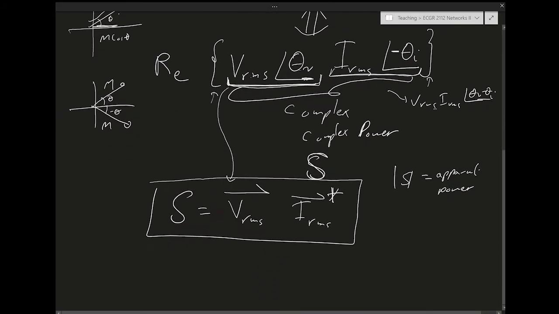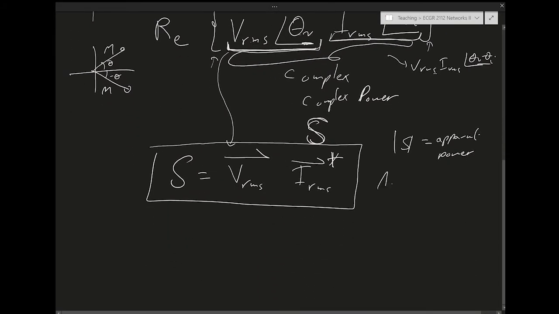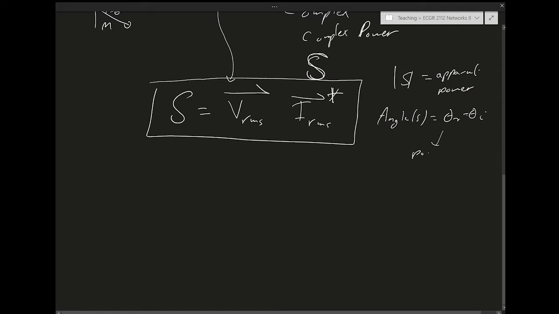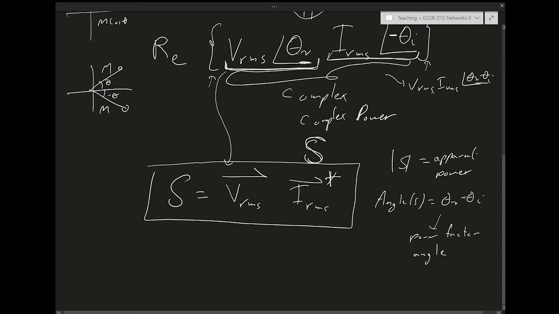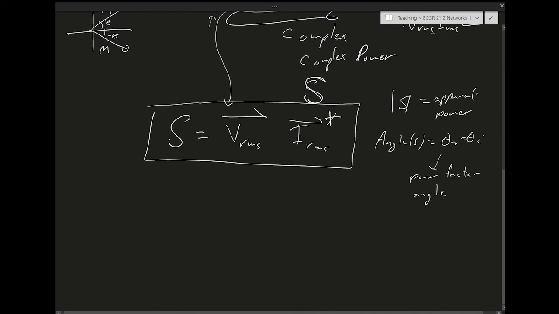And what's its angle? So what is angle S? Angle S is clearly theta V minus theta I, and the minus again comes from the act of conjugation. This is clearly the power factor angle. So the complex power is a complex number whose magnitude is the apparent power. Its angle is the power factor angle, and if you take its real part, you get the real or average power. Okay, so S is a complex number.